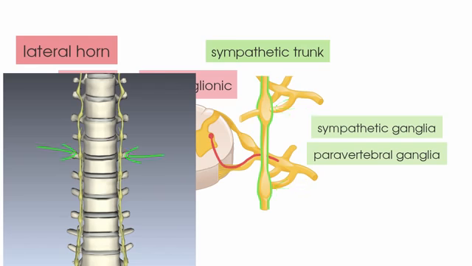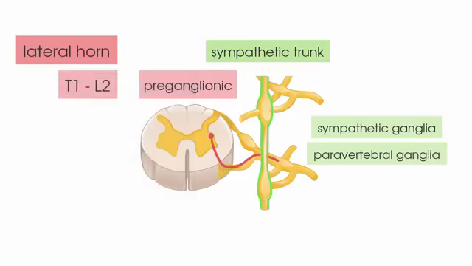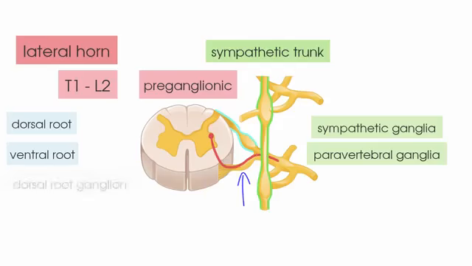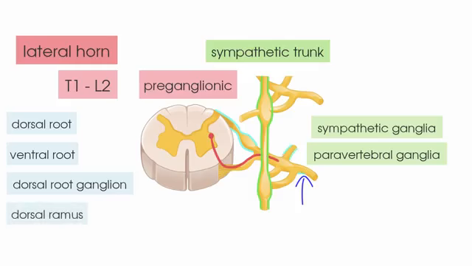of the vertebral column. What we know from previous anatomy is that we've got the dorsal root carrying the sensory information into the spinal cord, and we've got the ventral root carrying the efferent motor information. And we also know that this bulge here is the dorsal root ganglion, and we've got the spinal nerve over here with the dorsal ramus and the ventral ramus.